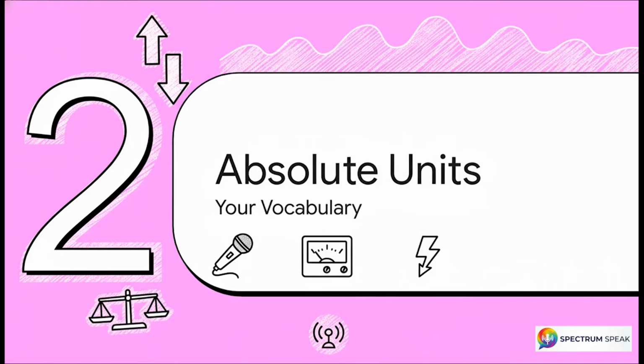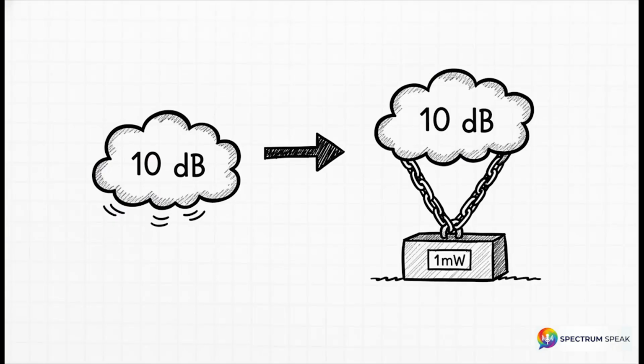All right, so we've got the grammar down. Now it's time to build our vocabulary. You see, a raw decibel is just a ratio, which is great for things like amplifier gain or cable loss. But to talk about actual measurements in the real world, we need to turn these ratios into absolute units. And the way we do that is by pegging the decibel to a known reference value. A raw dB is kind of just floating out there. It doesn't mean much on its own. So instead of just saying 10 dB, we say 10 dB relative to something. And that gives it a concrete, absolute meaning.